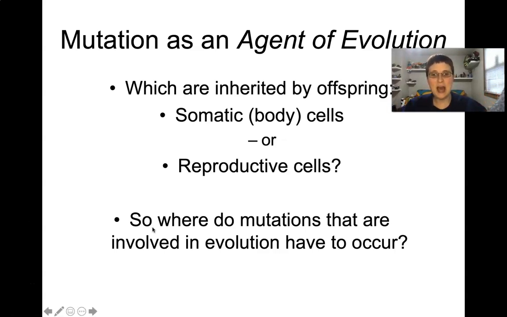So they have to happen in reproductive cells. So mutation, in order to create evolution, has to happen in the genes of reproductive cells. So it has to happen in the genes of egg cells or sperm cells in order to create evolution. If it happens, for example, in a skin cell on your hand, it's not going to make any difference to your offspring because they're not going to inherit that skin cell on your hand. Okay.